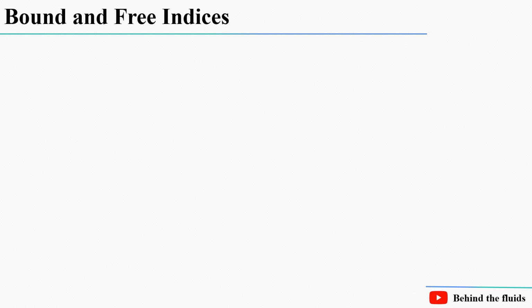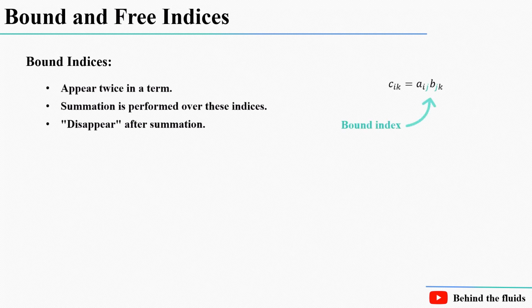Now, it's important to distinguish between two types of indices in ESN, bound indices and free indices. As we just discussed, bound indices are those that appear twice in a term and we automatically sum over them. After performing the summation, these bound indices effectively disappear from the resulting expression. Let's look at this example. C_ik equals A_ij b_jk. Here, the index j appears twice, so we sum over it. The resulting tensor C will have indices i and k.